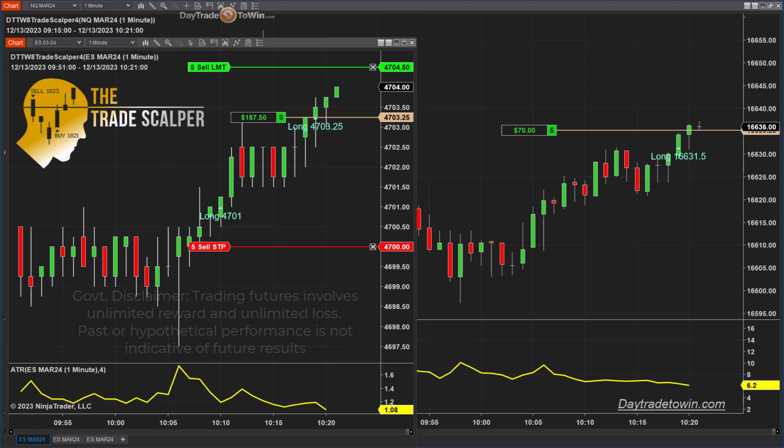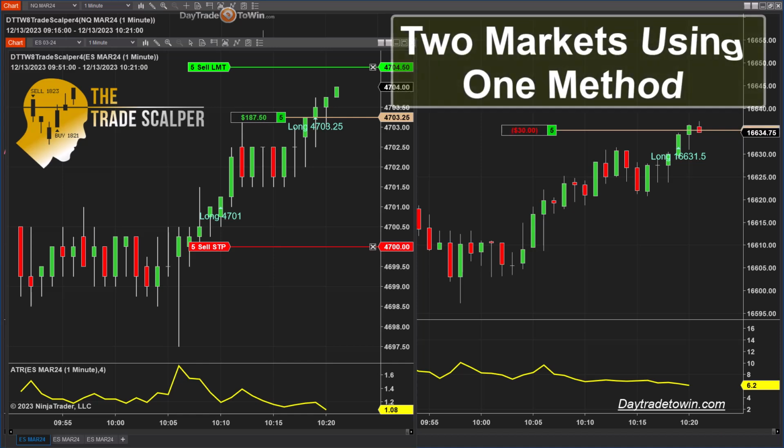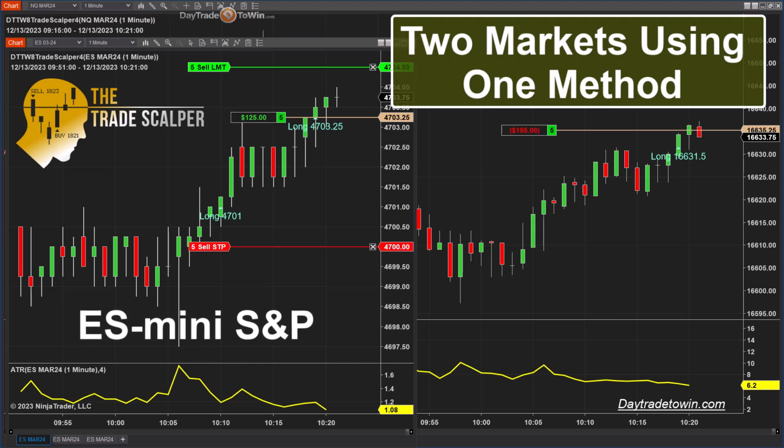I get a lot of emails. Some traders want to trade the E-mini S&P. Some traders want to trade the NASDAQ. Other traders want to do the Dow, the crude oil, even the Euro bonds. So I decided to do instead here at the same time two markets. The E-mini is on the left, the NASDAQ is on the right. I'm going to let it play out.